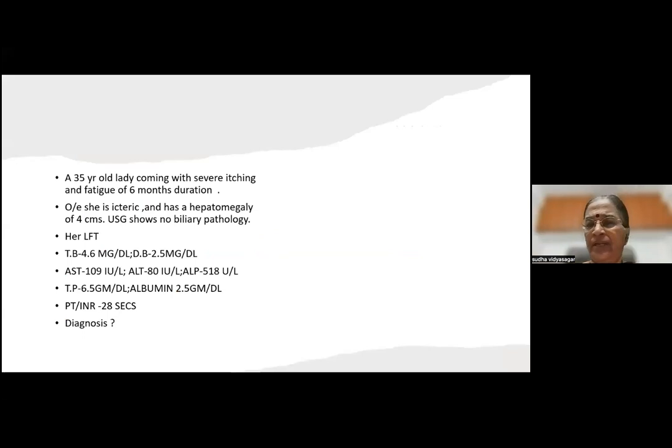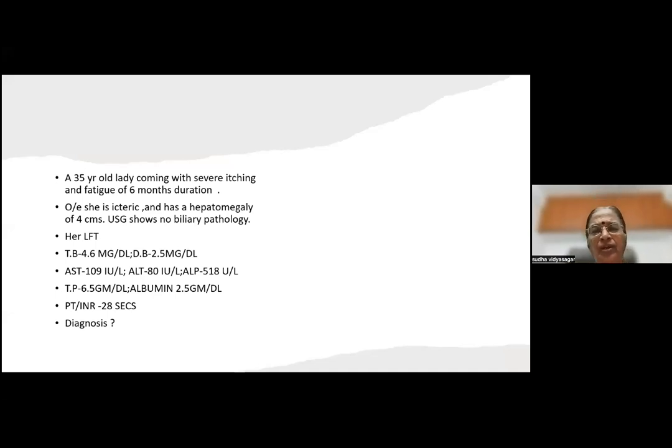Okay. Right. Let's go on to the next one. A 35-year-old lady coming with severe itching and fatigue of 6 months duration. On examining, she is icteric, with hepatomegaly of 4 centimeters. USG shows nothing. So that's her LFT there. And what would you think of?